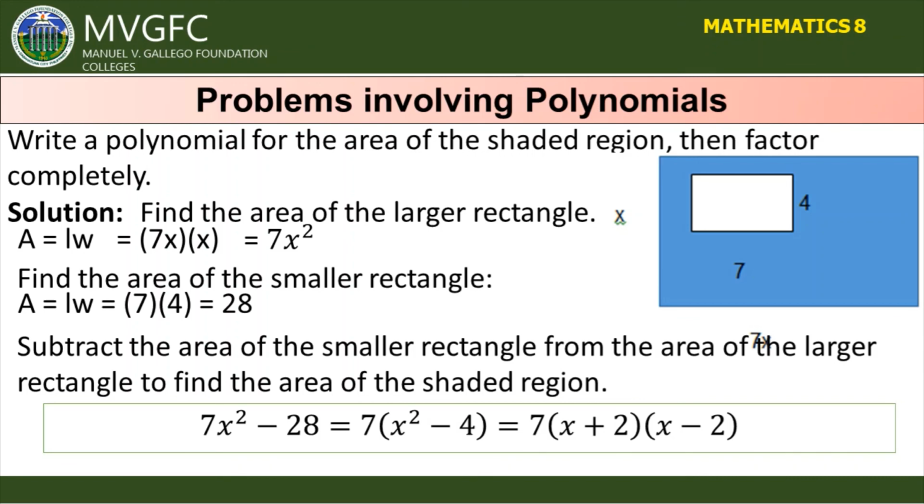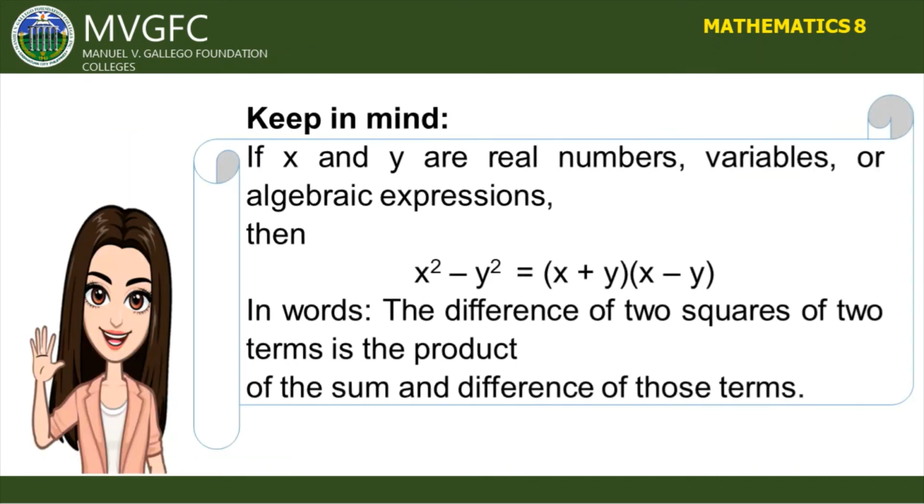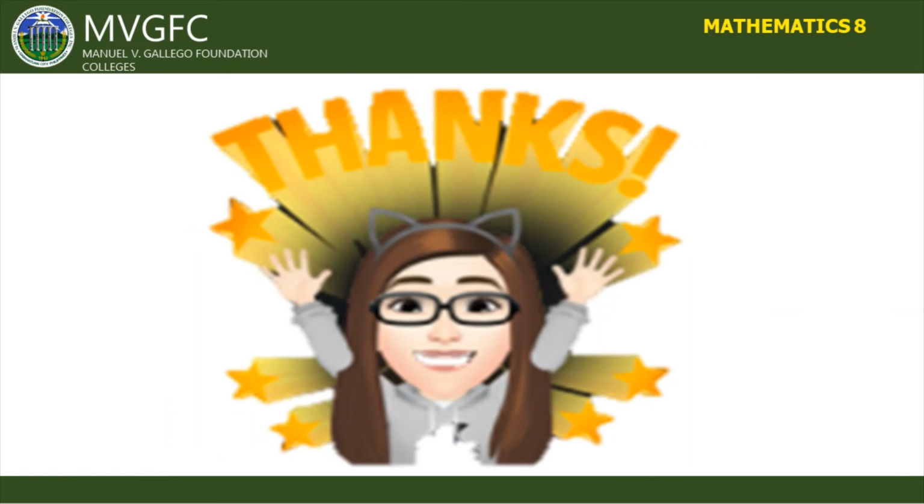So always remember and keep in your mind that if x and y are real numbers, variables, or algebraic expressions, then x squared minus y squared is simply equal to quantity x plus y multiplied by quantity x minus y. Once again, in words, the difference of two squares of two terms is the product of the sum and difference of those terms. So don't be confused, have fun, and enjoy learning mathematics.